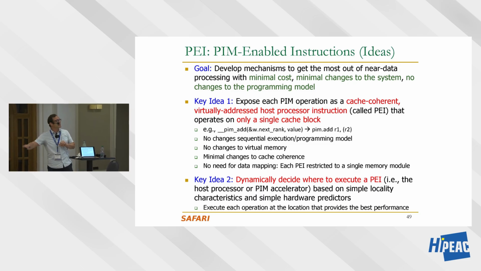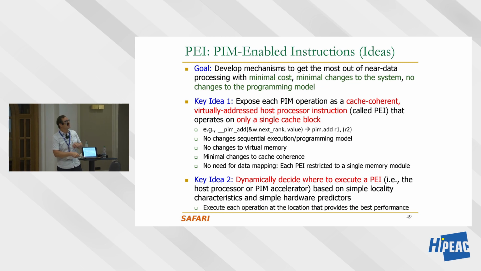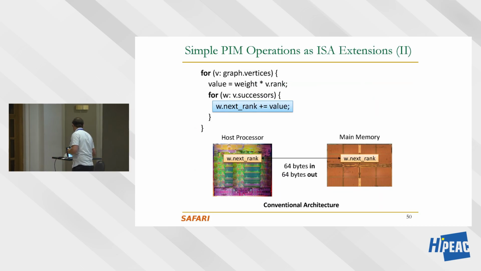So this operates nicely with the data mapping that happens in existing processors, because you're restricting each instruction to a single memory module. And then the second idea is to dynamically decide where to execute this instruction. Do you execute in the CPU or do you execute in the near memory processor? And here we have a simple prediction mechanism for that. Again, I don't want to go into the details a lot, but here is what we were envisioning at the time.